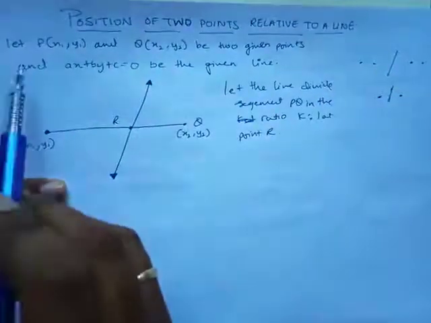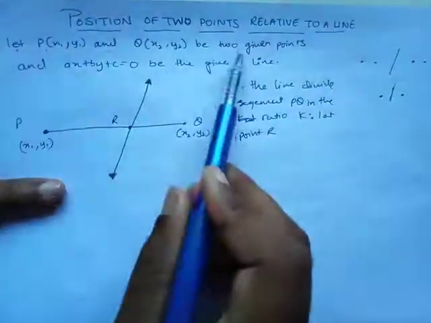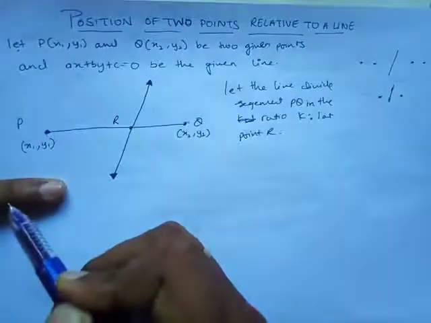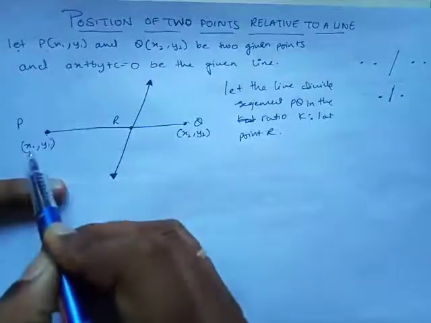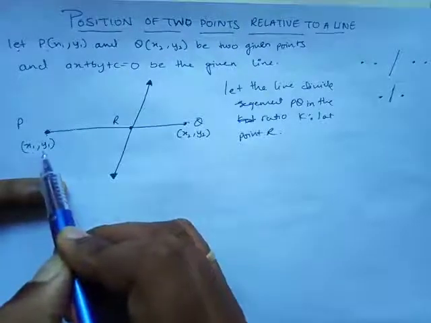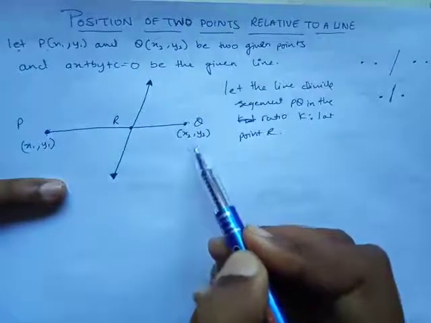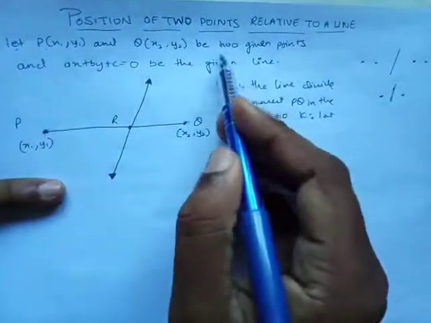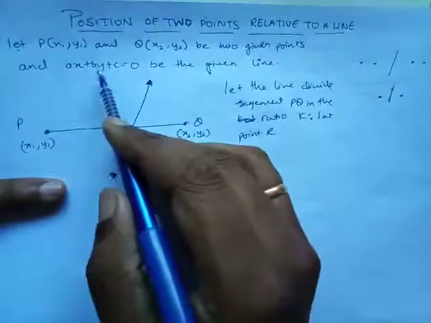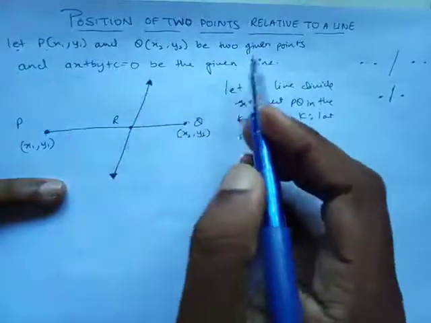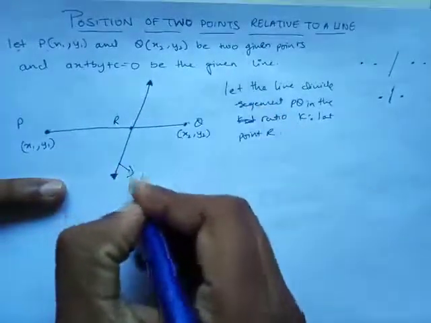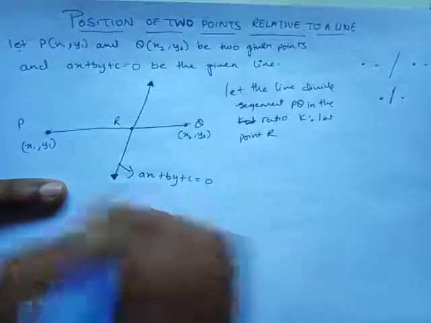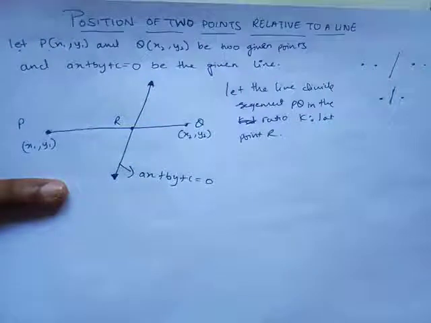So I have written it down. Let P and Q be two given points. This and this are the two given points, and point P is x1 comma y1 and point Q is x2 comma y2. Now, this line and two given points, and ax plus by plus c equals 0 be the given line. So this can be the line, and the equation of the line is ax plus by plus c equals 0.